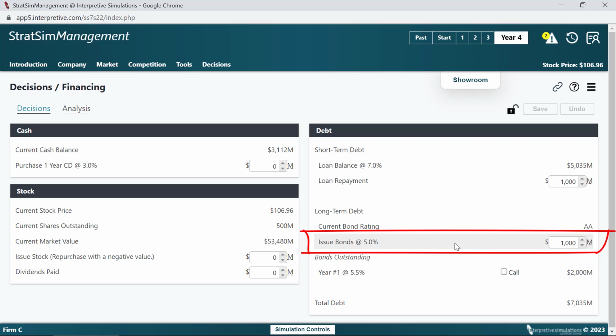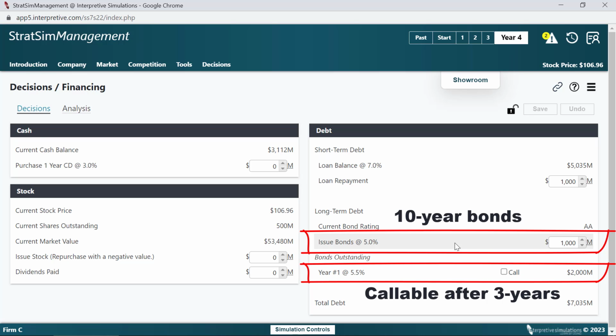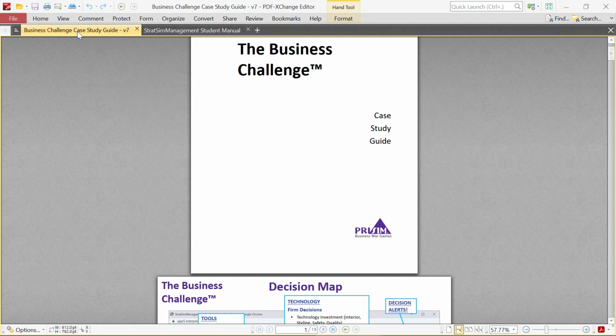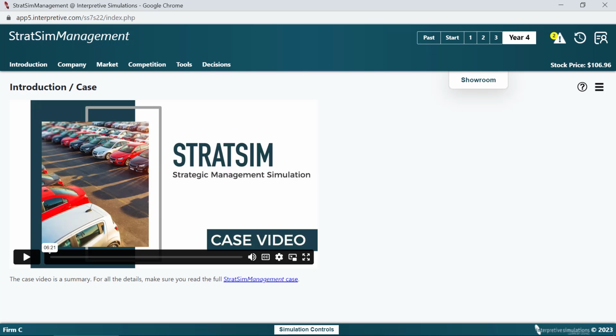And the long-term debt, or the bonds that you issue, have a 10-year repayment period. But there's a detail here to note, and that is that these are callable bonds, callable after 3 years. If we want to, we can now pay off that old $2 billion in bonds by checking this box. But be aware that when you call a bond, you will still pay interest on that bond for the current year. And a reminder again that you can always refer to the StratSim student manual and to the PRISM case study guide for more information. Okay, we hope that helps.